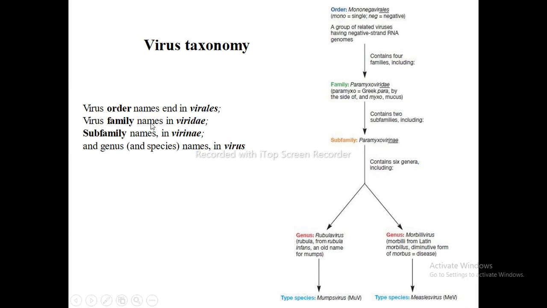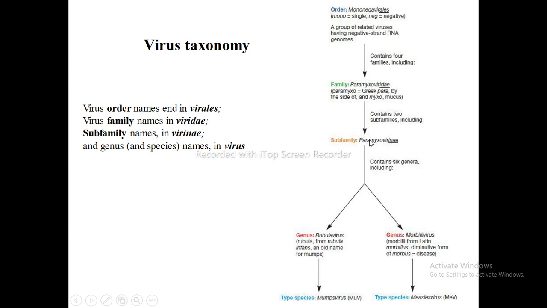And a family name ends in "viridae", right? So Mononegavirales have 4 families, including Paramyxoviridae. So the suffix "viridae" is used for a viral family name. Paramyxo is a Greek word, where para means by the side of and myxo means mucus, so by the side of mucus. Paramyxoviridae contains 2 subfamilies, including Paramyxovirinae. So "virinae" is the suffix for a subfamily.